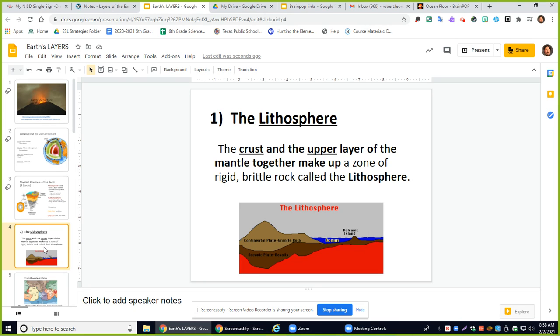All right, so then we have the lithosphere. The lithosphere is the solid rock layer of the Earth. It consists of the crust and the upper layer of the mantle. It has two parts. It has the continental crust and the oceanic crust. The continental crust is the light brown section right here. It is made out of granite. And then the oceanic crust is the darker brown down here, and it is actually made of basalt. Basalt is a very dense, heavy rock.